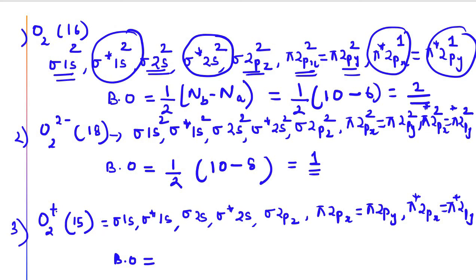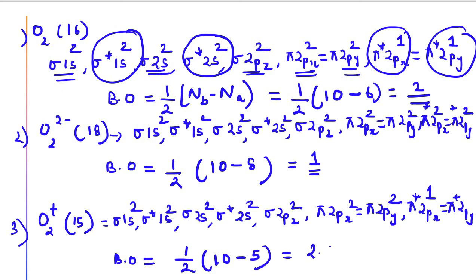Again, when it is O2 plus, what is there? 1 electron is removed. So our molecular orbital configuration can be written in this way. And here you will be having pi star 2px1. So the bond order will be half of 10 minus the number of electrons in the antibonding orbital, which is 5. So it is 2.5. The bond order is 2.5.